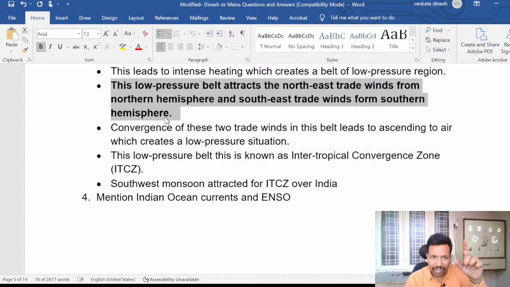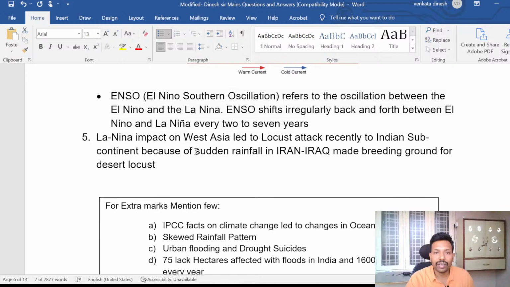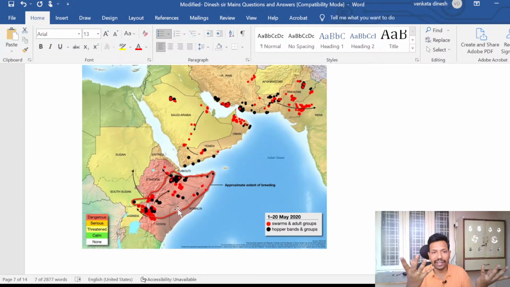Now, La Nina's impact on West Asia led to the locust attack. Simple. Whenever we have La Nina, look here, this is a new current affairs point. You should mention that whenever La Nina is there, there is more rainfall over the Indian Ocean. More rainfall means desert areas get water, not a good drainage system. All the water has been in Iraq, Iran, Afghanistan, Pakistan, and India. That's the reason we had the locust attack, last year, 2020. For extra marks, you have to mention this La Nina point and the locust attack point. This is very important.